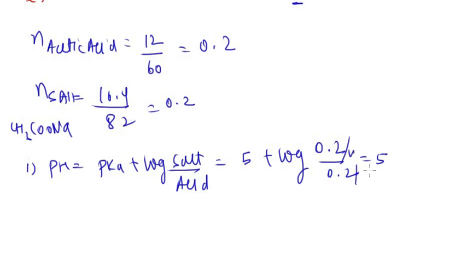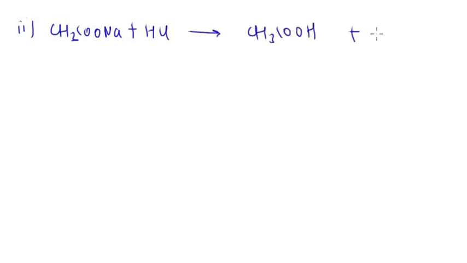Now we know the volume will be the same for both of them, so volume will be cancelling out. Now let's say we have added 3.65 gram of HCl to it. So HCl will not be reacting with acetic acid. Obviously HCl will react with the salt part. CH3COONa is reacting with HCl and forming CH3COOH plus NaCl. So it is 0.2, and 3.65 gram means 0.1. So it will form 0.1 and it will form 0.1.